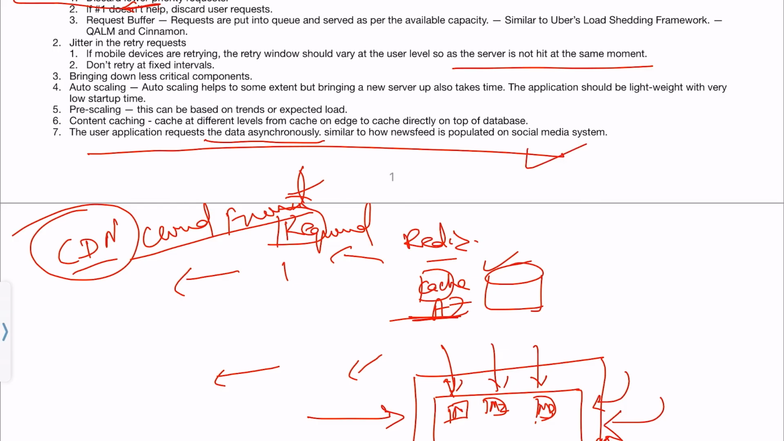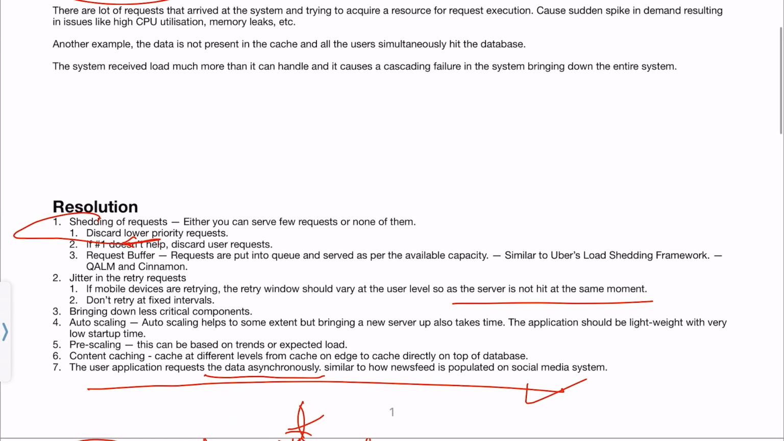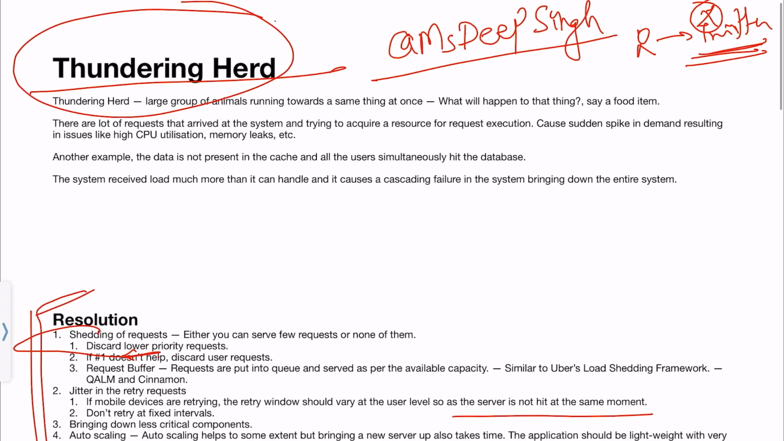So this is all we want to discuss today on the thundering herd. I'm hoping you understood the concept and all the resolutions. Resolutions are quite important. They are applicable not just to avoid this problem, but to ensure general availability and reliability of applications.